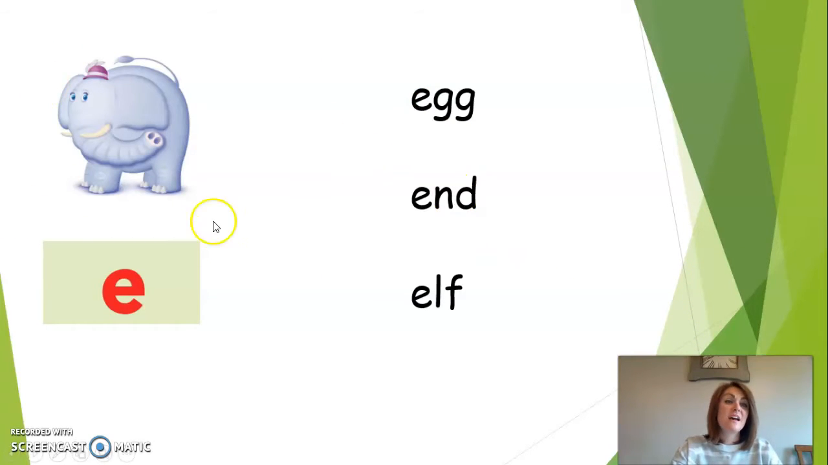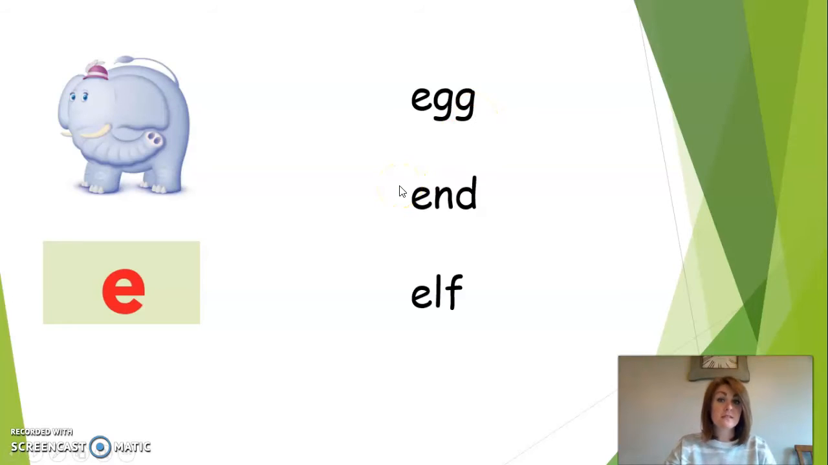Now again, here's Edna elephant reminding you that E makes the short sound of eh. Let's try to read these words. Let's say the sounds in this word. Egg, egg. And now let's read the word. Egg, egg. When you read the word egg and there's two G's, we just make one sound for those two G's.